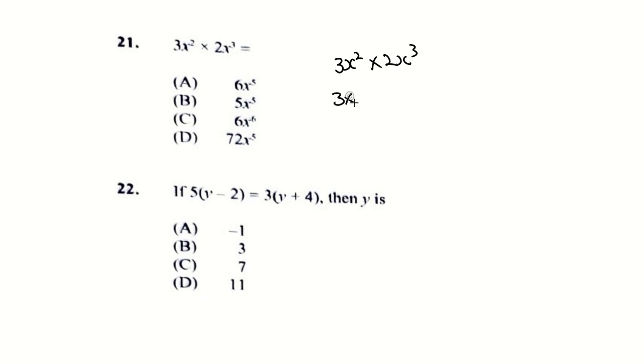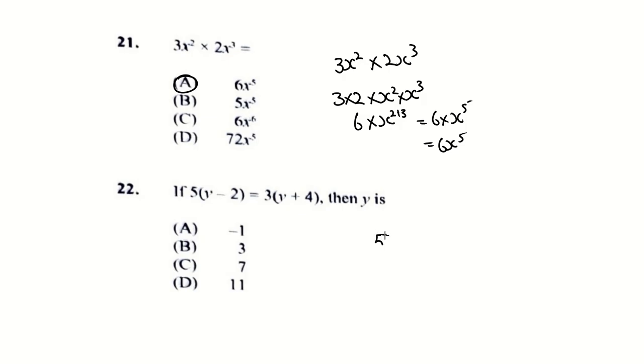This is 3 multiplied by 2 multiplied by x squared multiplied by x cubed, which is 3 twos are 6 multiplied by x. If your bases are the same and you're multiplying, you add your powers, 2 plus 3. So this is 6 multiplied by x to the power of 5, which is equal to 6x to the power of 5, which is A.